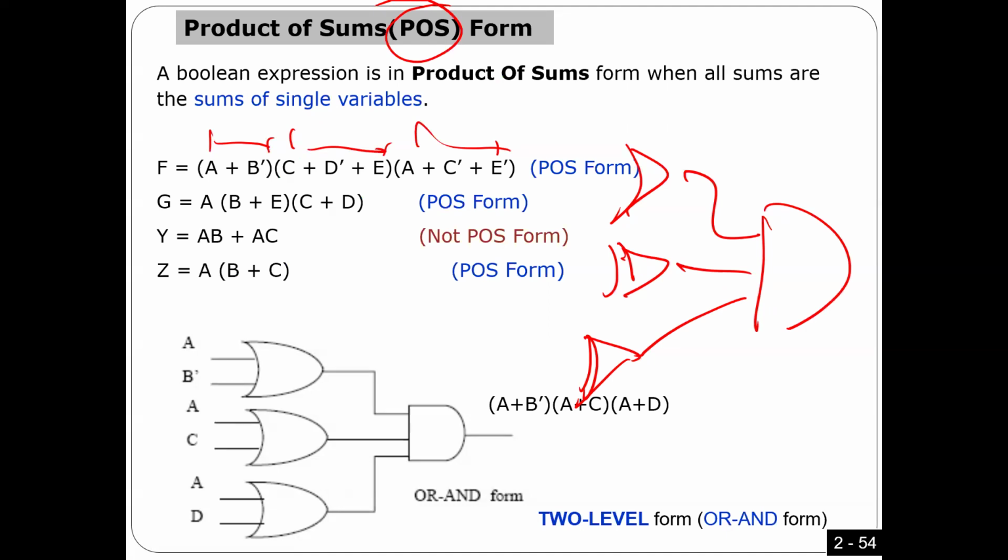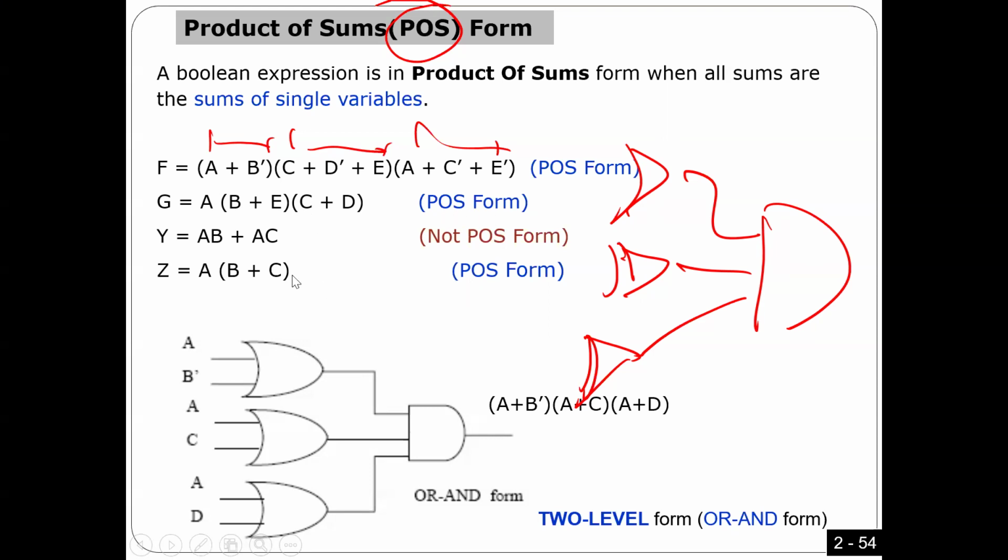Again, I'm sorry for the confusion. We don't have here summation, we don't have product. This is the way the textbook names them, but summation here means or, product here means and. So here it can be a complete term or it can be only one variable. Okay, so as long as you are using only one and and multiple ors, this is the product of sum form.